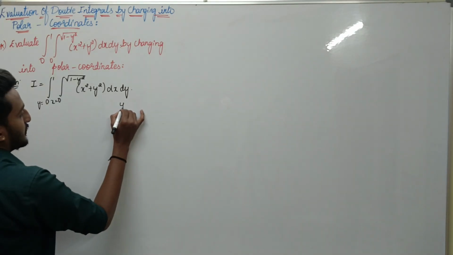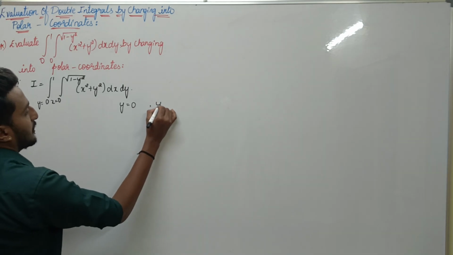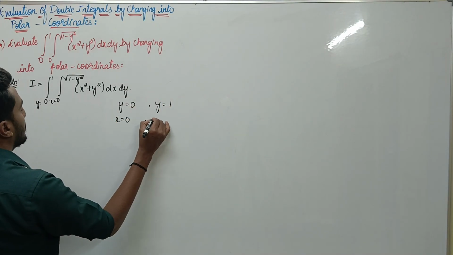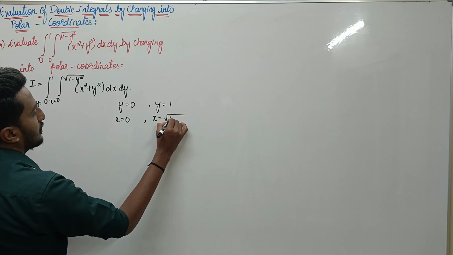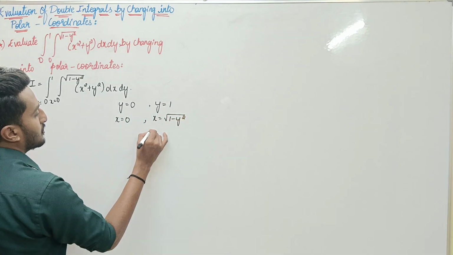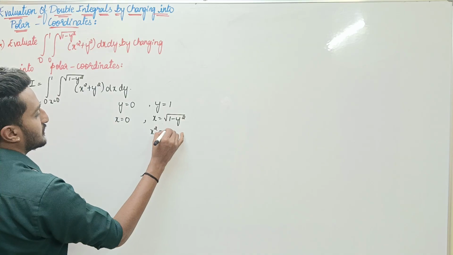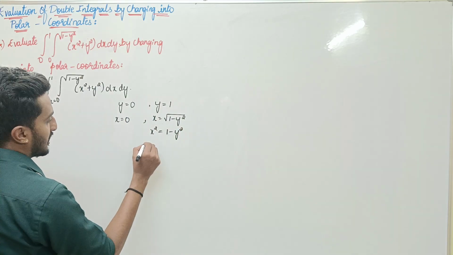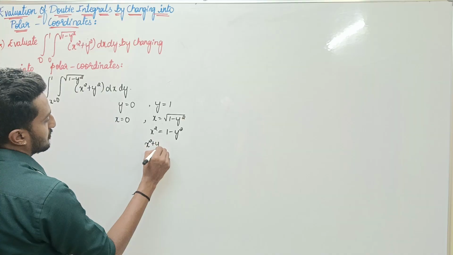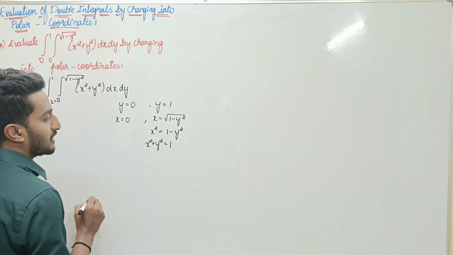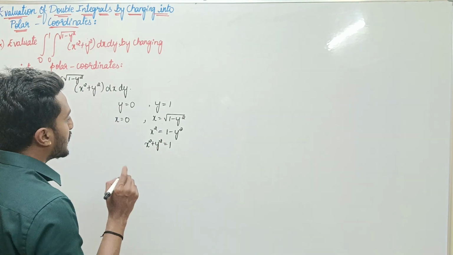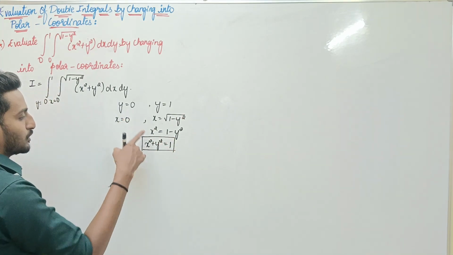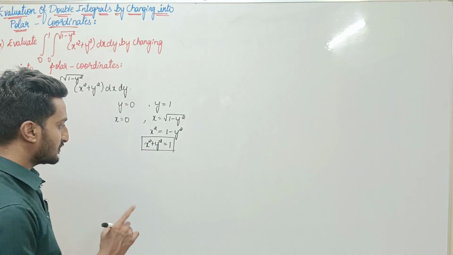How? First, consider the limit of y, that is 0, and the upper limit is 1. Now for x, the lower limit is 0, and the upper limit is x equal to root 1 minus y square. So, take square on both sides, that is x square equal to 1 minus y square. If you shift minus y square to the LHS, x square plus y square is equal to 1. This is the equation of the circle. This is the standard condition. If I put y equal to 0, then x is also equal to 1.